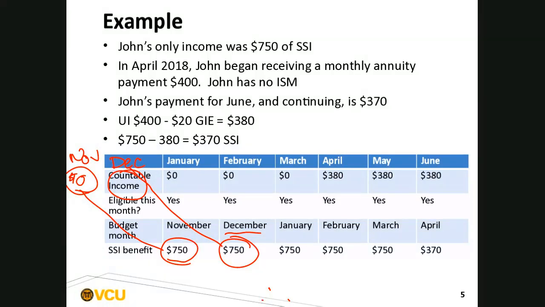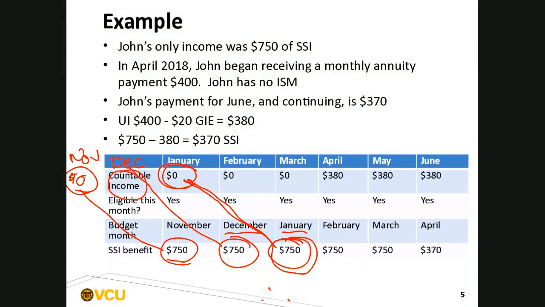So then we look at March. Same thing happens again. 0 countable income in March. So he passes this first test of the RMA, which means based on his income in March, yes, he would be eligible for SSI in March. And so since he would be eligible, he meets that first test, his SSI benefit amount this month, for the month of March, is going to be based on his income from January. And his income from January was 0. 0 countable income gives us a $750 SSI check.